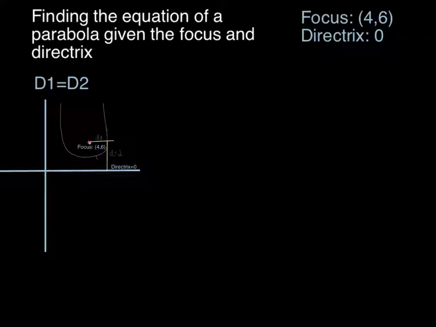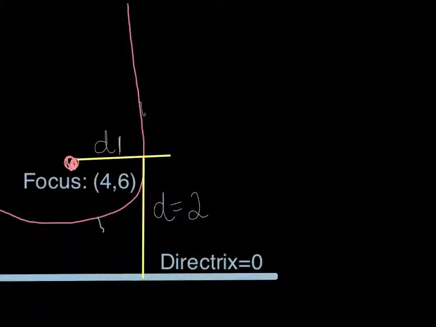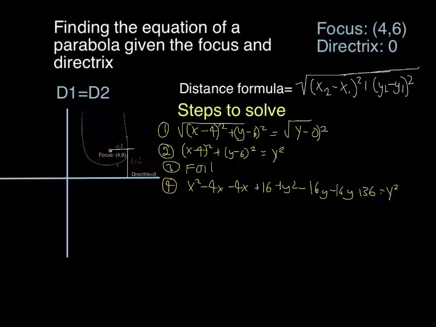Let's say the focus is (4, 6) and the directrix is y = 0. As we learned before, D1 equals D2. So the distance from here to here is the same. Using this information, we will set the two distance formulas equal to each other. Remember, the distance formula is the square root of (x2 minus x1) squared plus (y2 minus y1) squared.